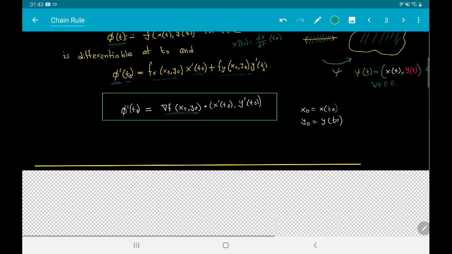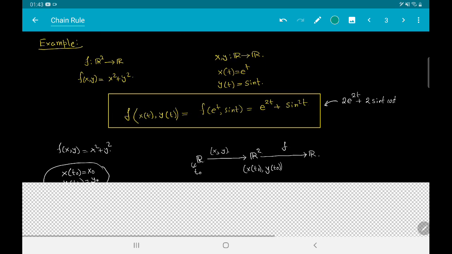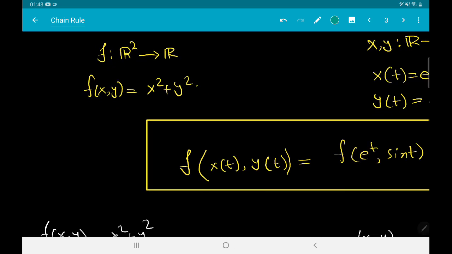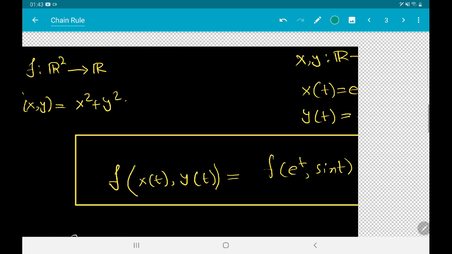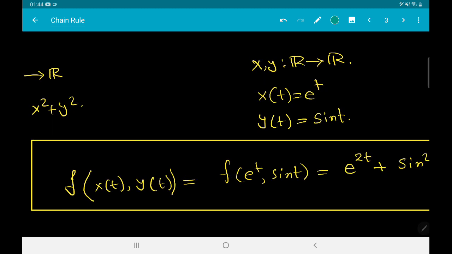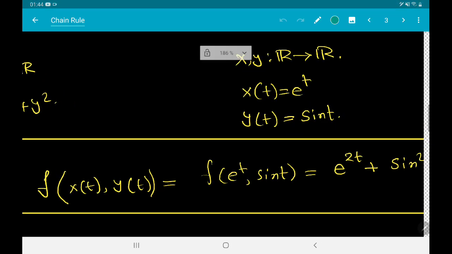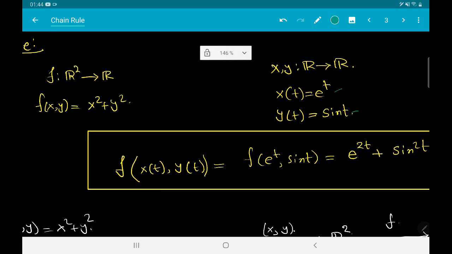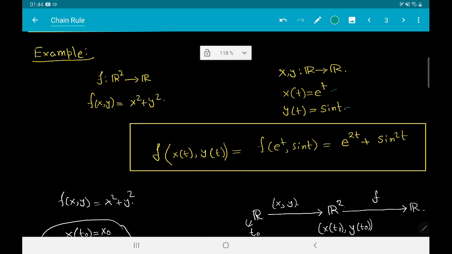So now let me look at an example to illustrate this to you. Suppose that f is a function from R² to R, given by f(x, y) = x² + y². We have seen various properties of this function, for example, that it is differentiable. So x and y are two maps from R to R. x(t) is given by e to the power t, the exponential function, and y(t) is equal to sin t. These are functions in one variable, and we have seen that they are differentiable in your calculus 1 course.